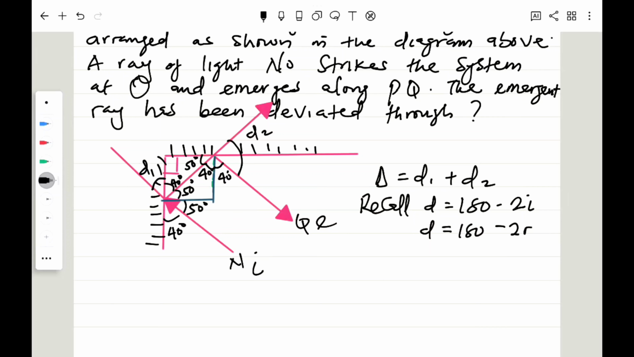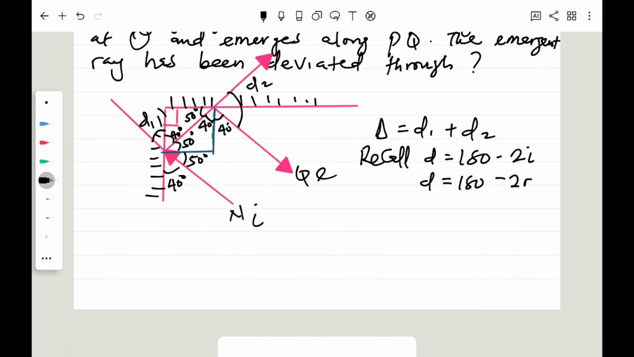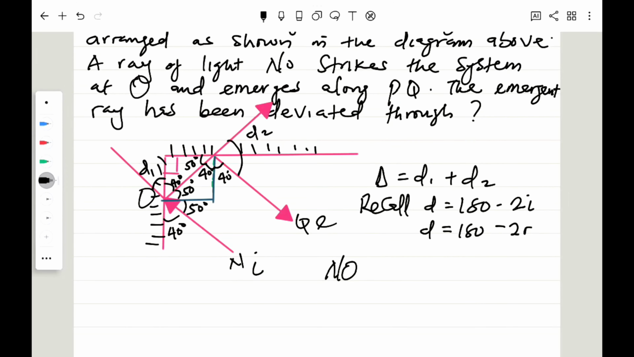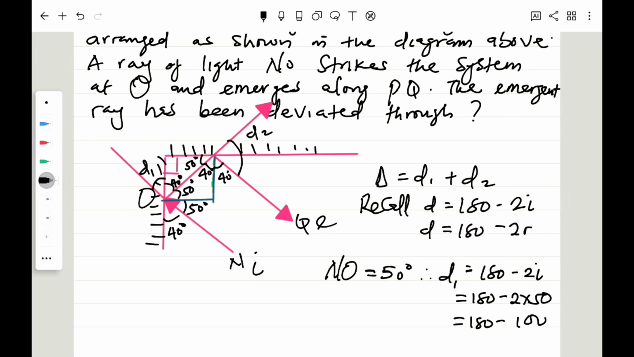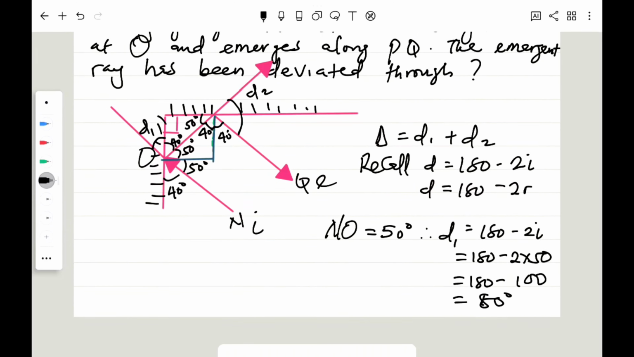Are we together? So if we are bringing this into consideration, then we can now say that our angle between N and O, NO is 50 degrees, considering the normal and the incident ray. So D1 is equal to 180 minus 2I. So 180 minus 2 times 50 will give you 180 minus 100, so that we have 80 degrees as our D1.